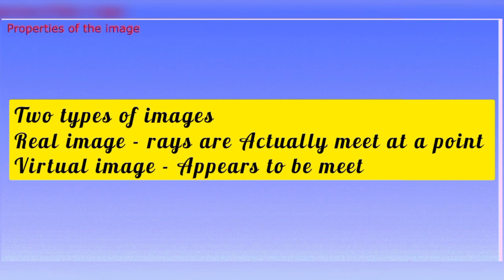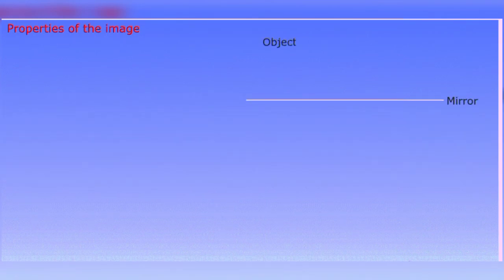A real image: when a beam of light from an object actually meets at a point after reflection, then the image of the object formed at that point is known as real image. Virtual image: when a beam of light from an object does not meet at a point but appears to diverge from it after reflection, then the image of the object at that point is known as virtual image. A virtual image cannot be obtained on a screen.